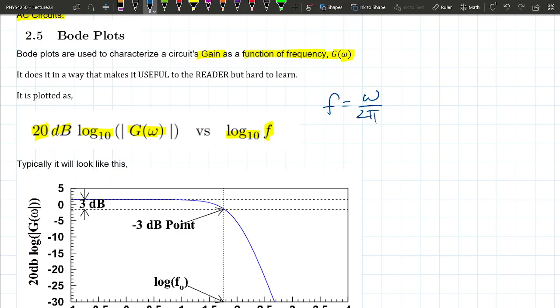Okay. And it's like, why are we doing this? Okay, this is ridiculous. Even though you have omega on this side, you put f on the other side. You're just effing with us, right? It's not my fault. Okay, that's all I can say.